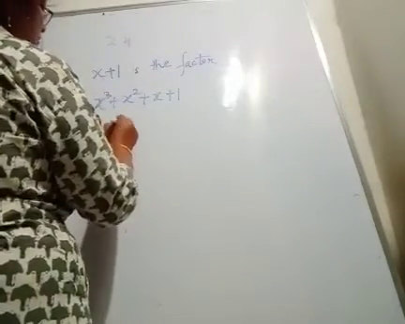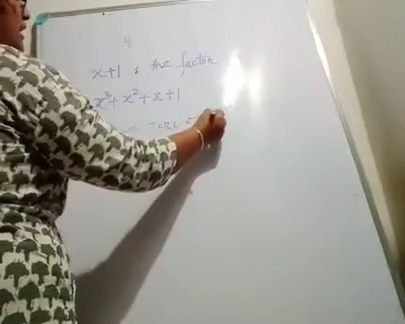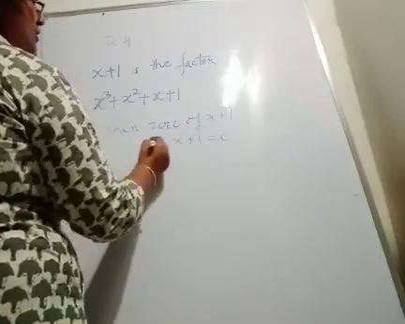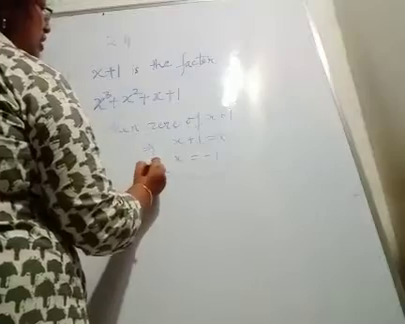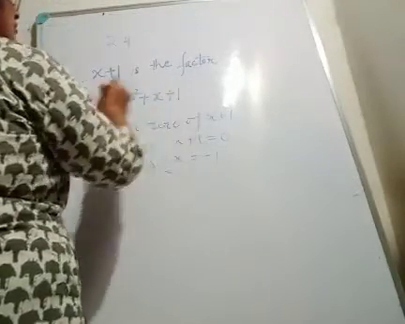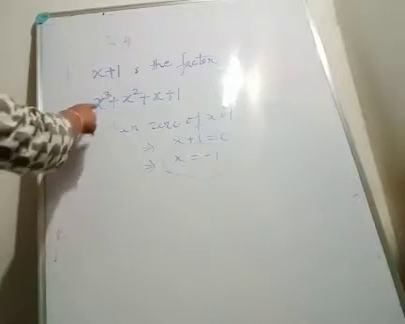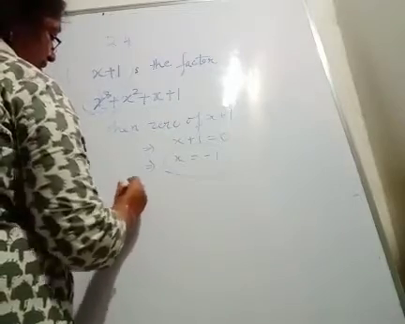Write down then, the 0 of x plus 1 is x plus 1 equal to 0. Then x equal to minus 1. So now putting the value of x equal to minus 1 in this polynomial, that is x cube plus x square plus x plus 1. Now x cube plus x square plus x plus 1 is the dividend. So write here.